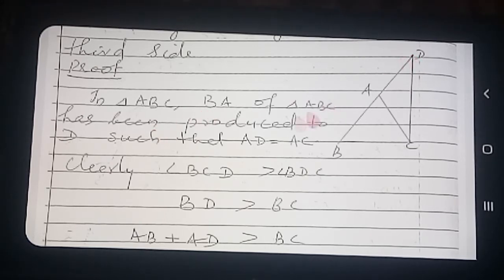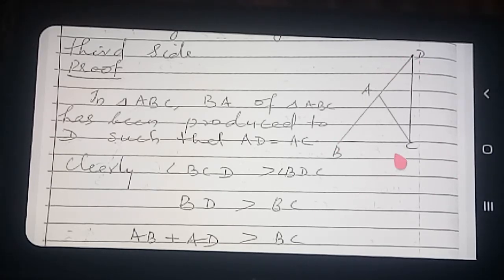BA of triangle ABC has been produced to D such that I took the condition that AD and AC are equal. Which sides are equal? AD and AC. So from triangle ABC you get another triangle, DBC.